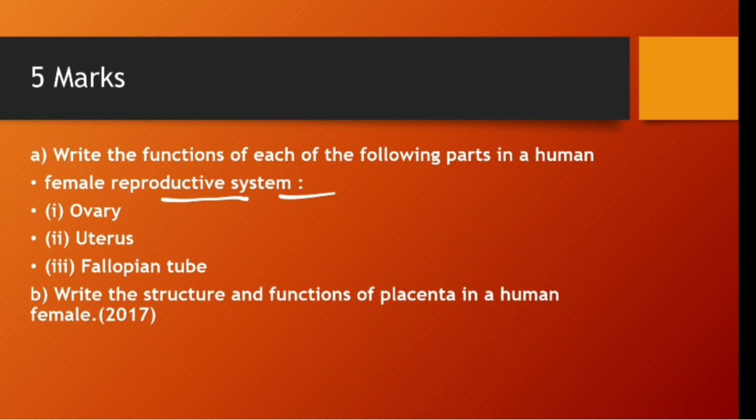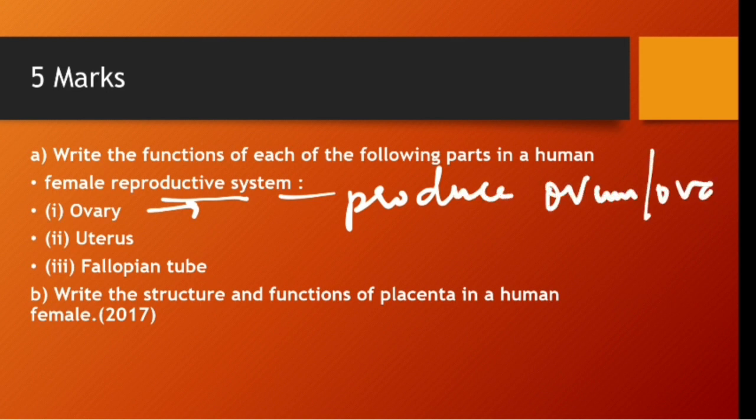So what are the different functions? The ovary, as you all know, is the primary reproductive organ in females, and its function is to produce the ova. Every month it produces the ovum. You have a pair of ovaries, and their work is to produce the ova and the hormone estrogen. Very important: estrogen is produced.